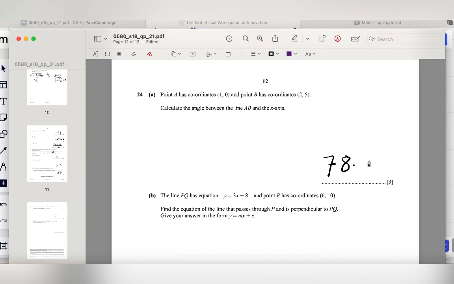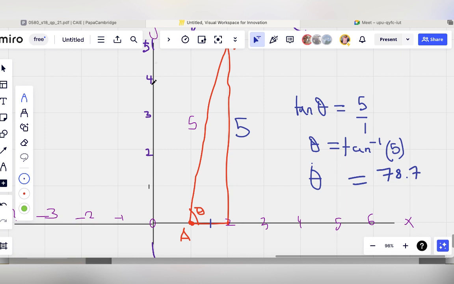78.7. Remember, in your exam, you must show your working. You must solve what we are doing on the board. You must do them here, not only the answer. Nobody will give you 3 marks if you don't show all this working, in those spaces provided in the exam paper.